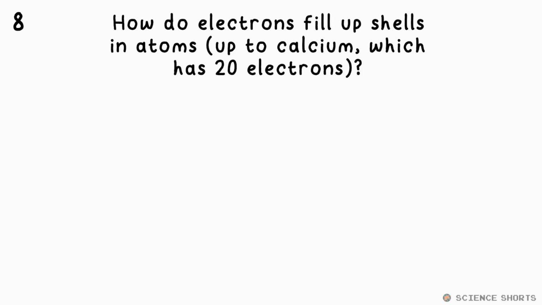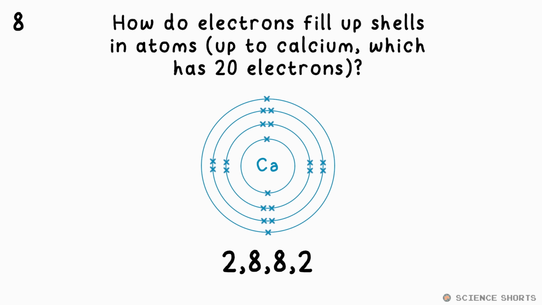How do electrons fill up shells in atoms, up to calcium, which has 20 electrons? It's 2, 8, 8, 2. The first shell has a maximum of 2 electrons, the second shell has a maximum of 8, etc.